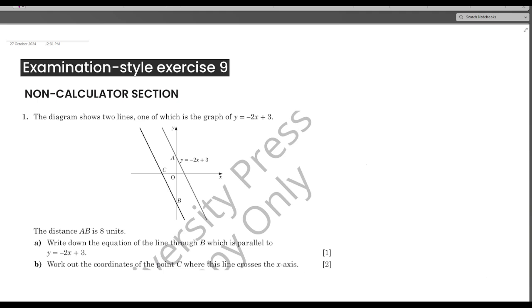Hello everyone. Today we will solve examination style exercise 9. Now this exercise is based on graphs. Let us start with the first question.